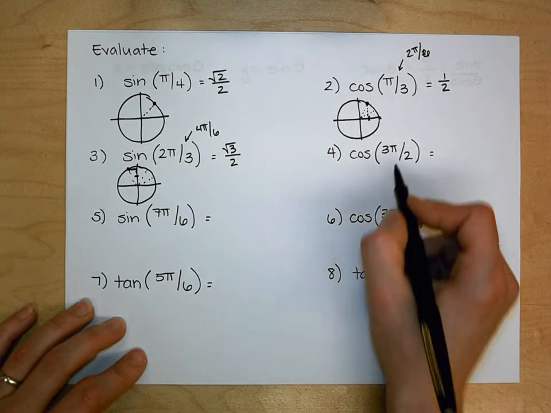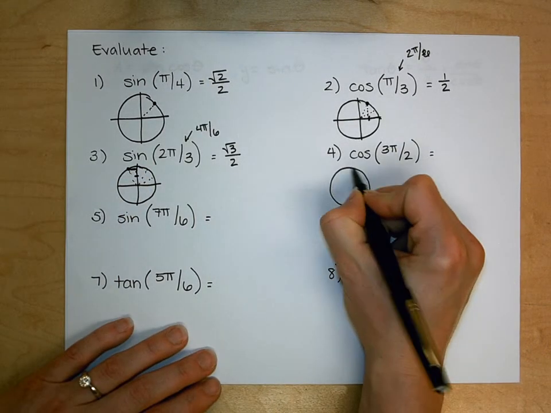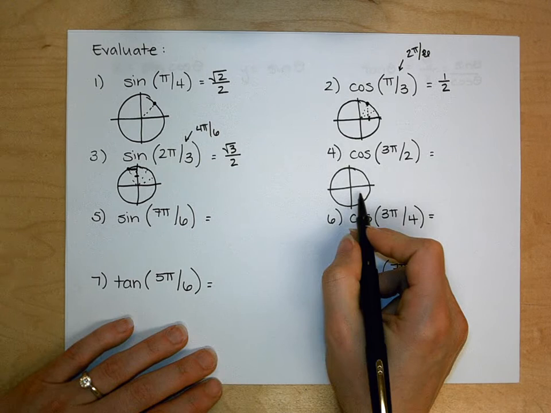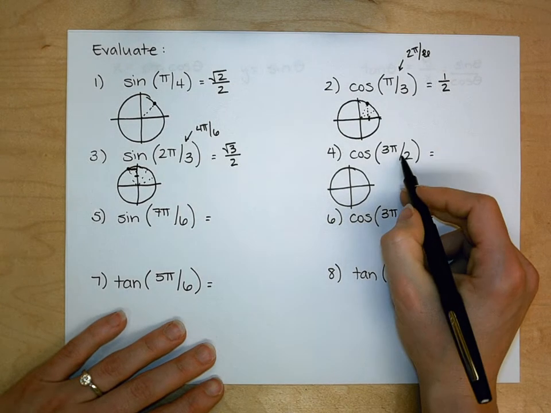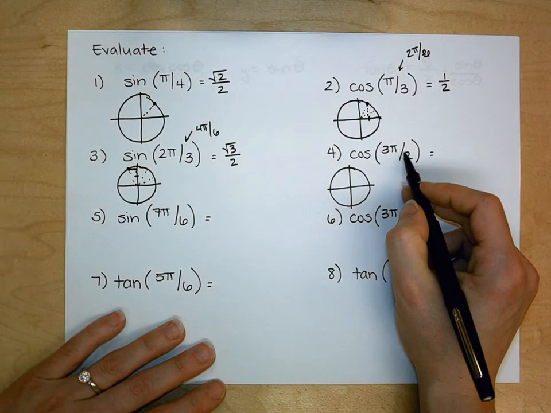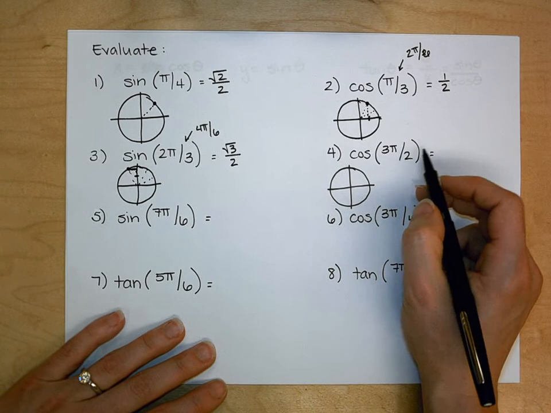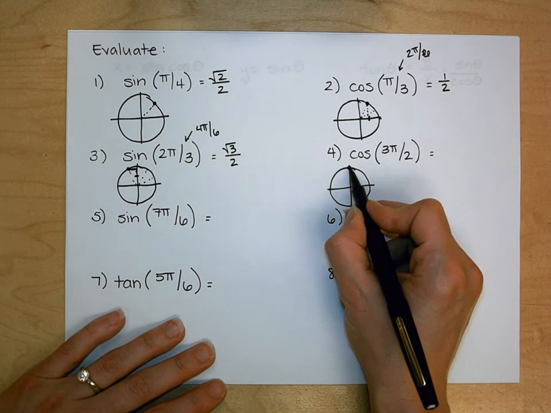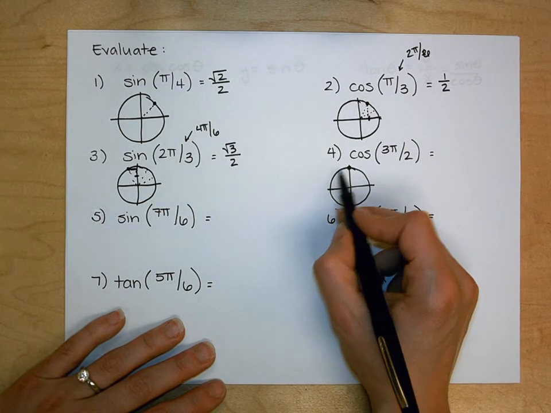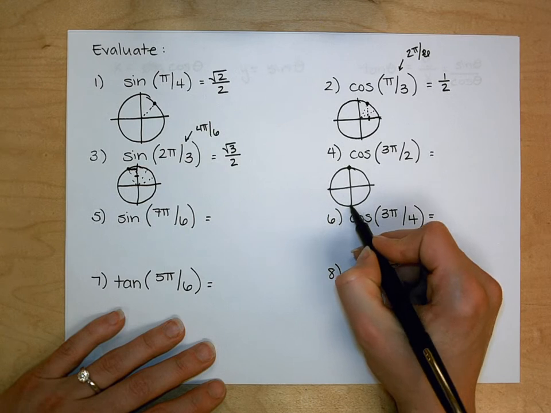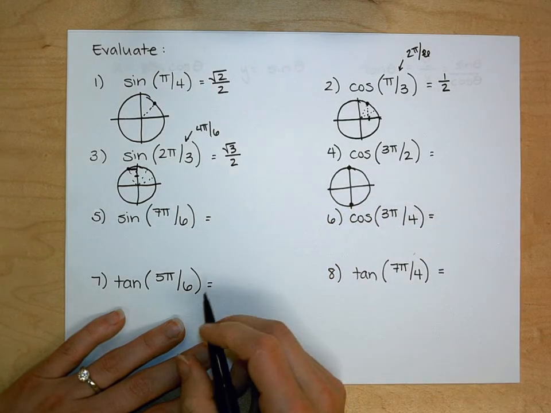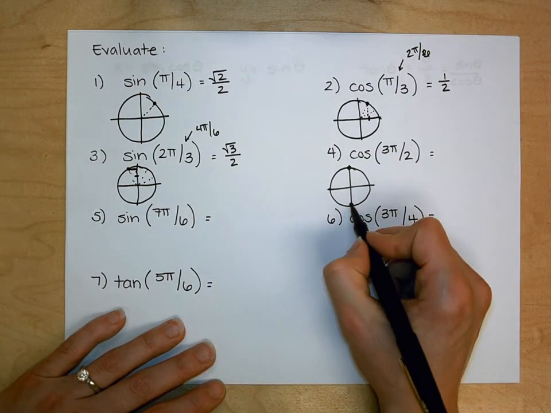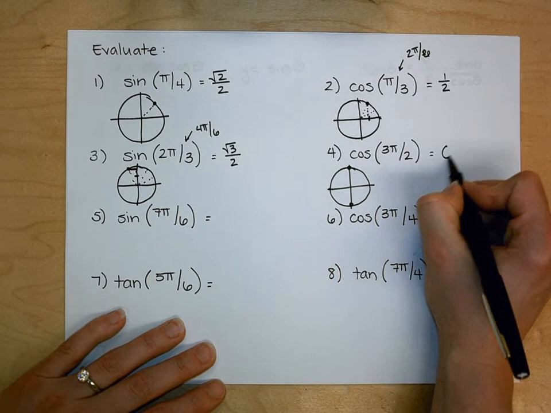Cosine of 3 pi over 2. Okay, let's find 3 pi over 2. In this particular case, you could think of this as a pi over 6 or a pi over 4, or if you already know that this is pi over 2, then this would be 1 pi over 2, 2 pi over 2's, 3 pi over 2's. So that puts me right down here. I can see the cosine, the x coordinate, is 0.